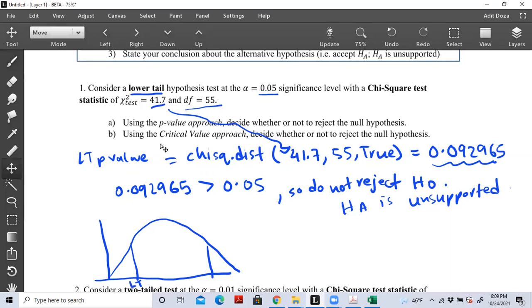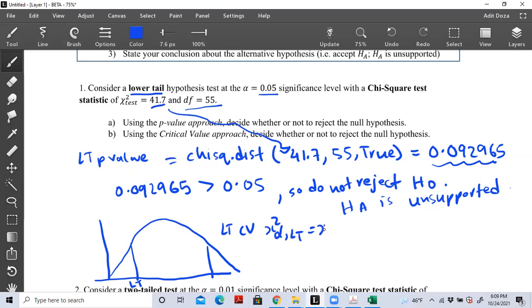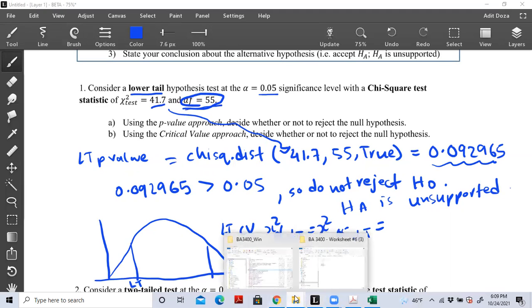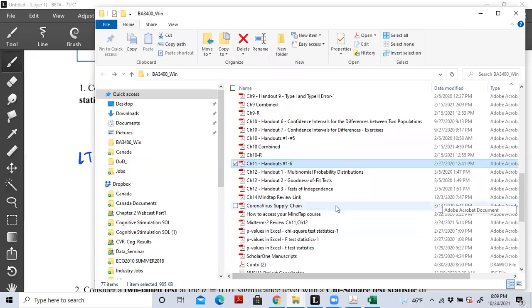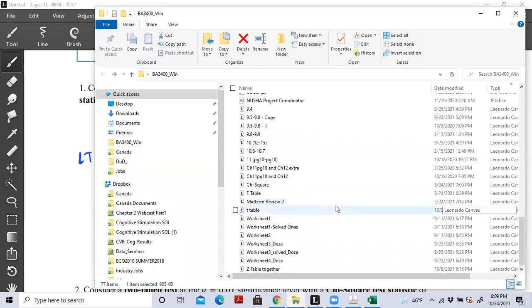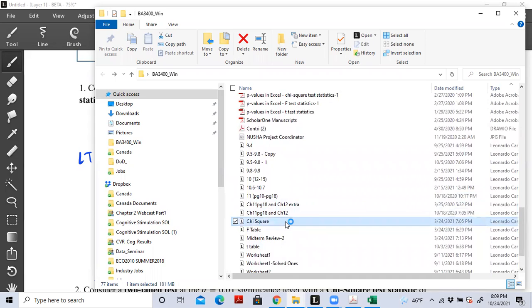So what's the critical value for chi-square? The lower tail critical value of the chi-square, alpha lower tail, right? So I can write 0.05 lower tail, and degree of freedom is given as 55, right? So you have to use the chi-square table. So let's open the chi-square table.